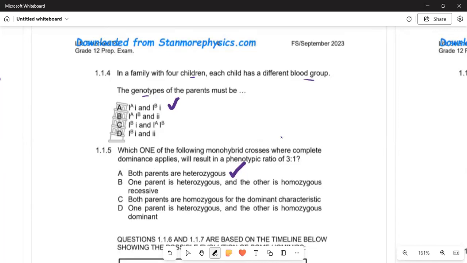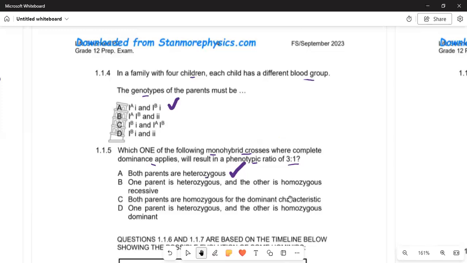It must be A superscript B and the small i, which is recessive. So we are saying in this instance the answer is number A. And then moving on, we are to see which one of the following monohybrid crosses, where complete dominance applies, will result in the phenotypic ratio of 3:1. We are saying that it would happen when both parents are heterozygous. Heterozygous means one is dominant and one is recessive. So that is heterozygous.